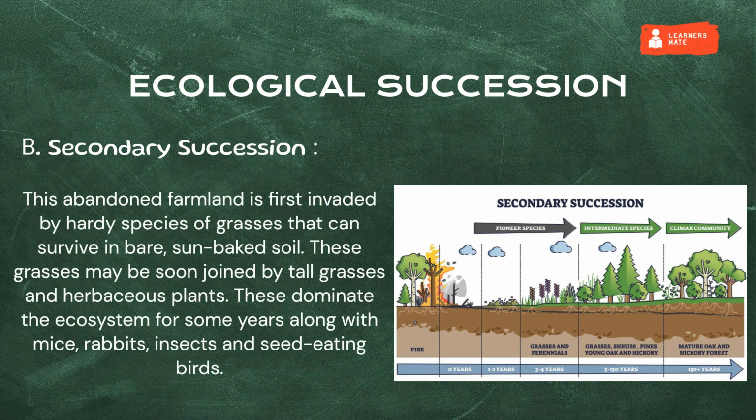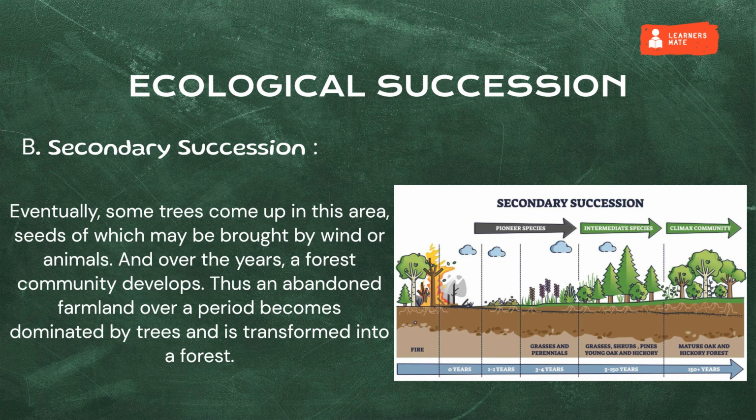This abandoned farmland is first invaded by hardy species of grass that can survive in bare, sunny, brackish soil. Those grasses may soon be joined by tall grasses and herbaceous plants. Those dominate the ecosystem for some years, along with mice, rabbits, insects, seed-eating birds, etc. Eventually, some trees come up in the area, seeds of which may be brought by wind or animals, and over the years, a forest community develops. Thus, an abandoned farmland over a period becomes dominated by trees and is transformed into a forest.